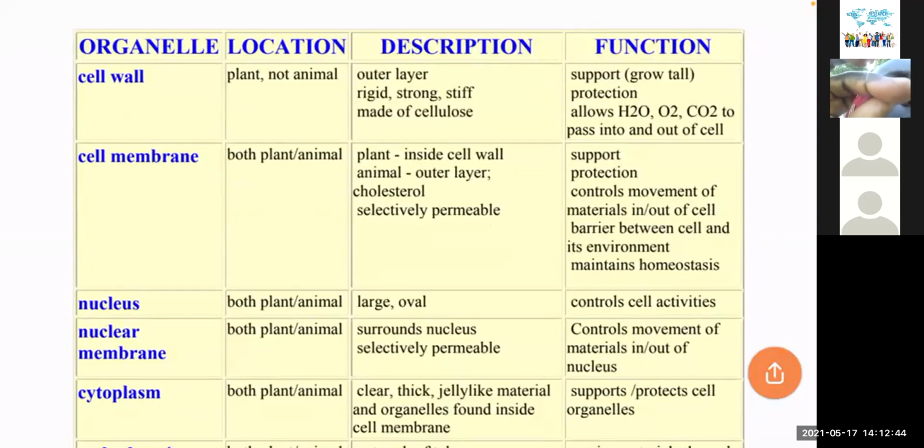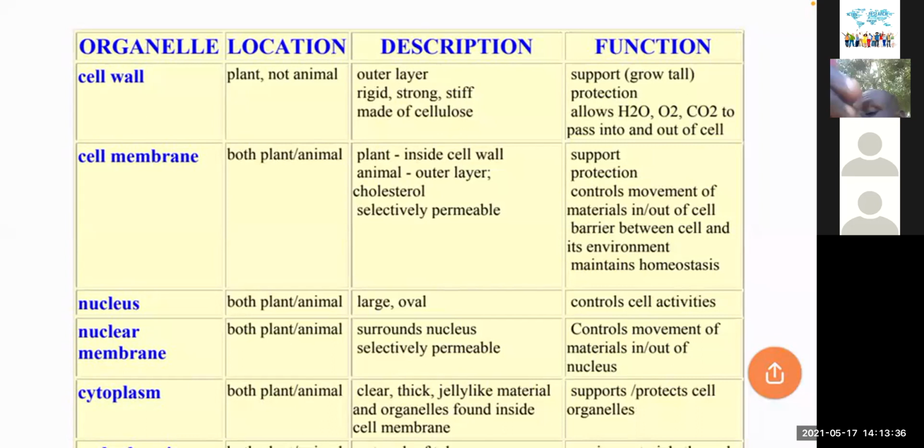So we proceed. Cell membrane as an organelle is found in both plant and animal cells. Pay attention. The cell membrane is the inner layer of the cell, inside the cell wall. So the cell membrane is found both in plant cells and animal cells. For the plants, it's inside the cell wall. And for the animals, it's an outer layer because the animal cells do not have the cell wall. So the cell membrane for the animal cells is the outermost layer.